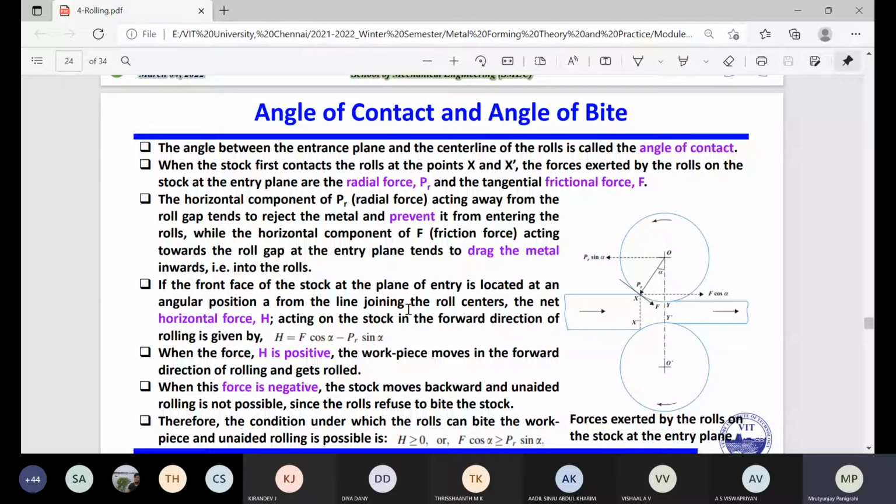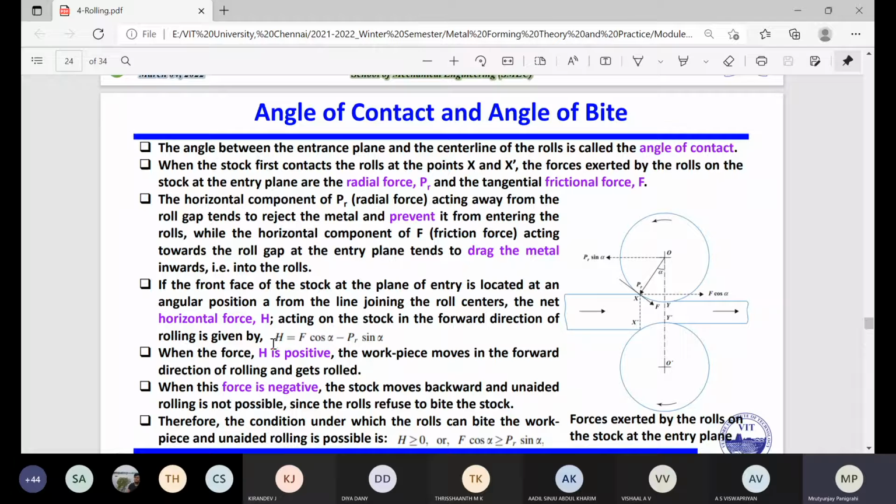If the front face of the stock at the plane of entry is located at an angular position, whatever the angle of contact we have, from the line joining the roll centers, we have the net horizontal force. Now you have two forces: one is PR sin alpha and one is F cos alpha. So what will be the net force? The net force H equals F cos alpha minus PR sin alpha, because they act in opposite directions. Is it clear up to now?